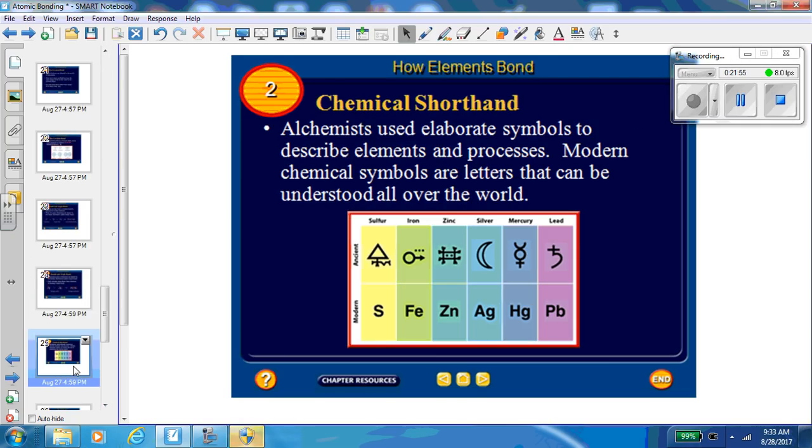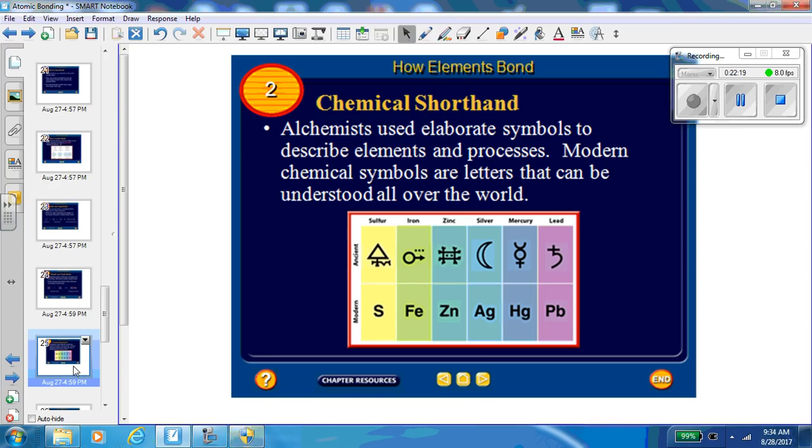Chemical shorthand. All right, now let's just take a moment and think about what we've learned. We've learned about ionic bonds formed when atoms are losing or gaining electrons, and covalent bonds formed when atoms are sharing electrons. Now we're going to talk a little bit about how we write out these formulas for these different bonded atoms when they have formed together.